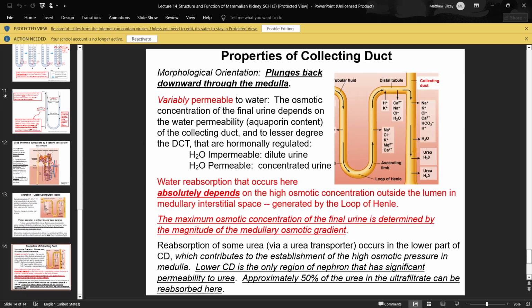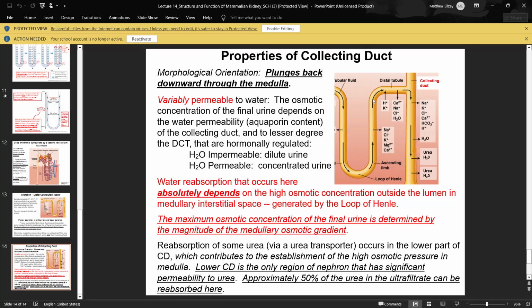So what are the properties of the collecting duct? Its morphological orientation plunges downward through the medulla. Like I said, we're in the cortex here, plunging into the medulla, and it has variable permeability to water. So we have this collecting duct right here. We have our medulla, our cortex, and our medulla down here. The osmotic concentration of the final urine depends on the water permeability of this collecting duct.